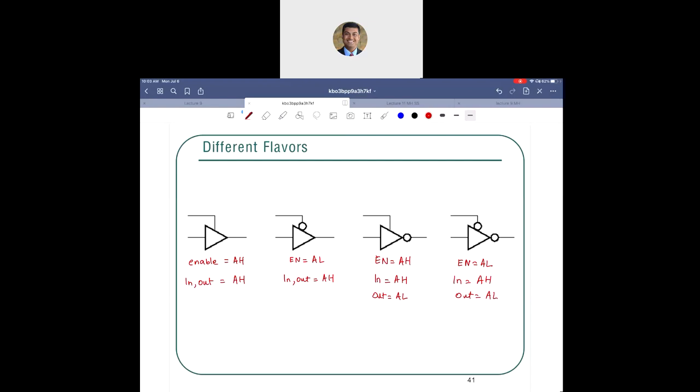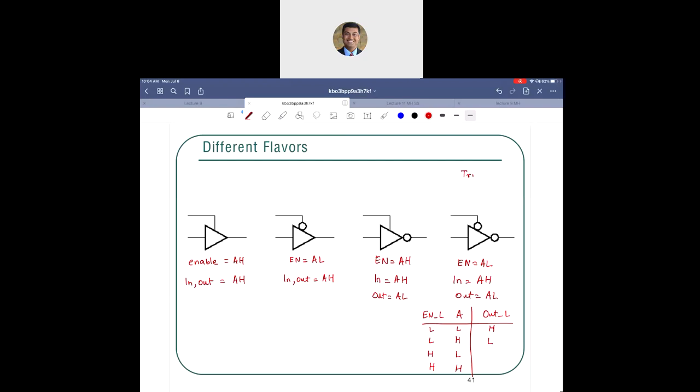Now, for the last one, let us quickly sketch out its truth table here. Let's say I have enable, because it's an active low enable, I'm going to put underscore L. Input is A, active high, output is active low, so out underscore L. I can have a few combinations here. I can have enable to be low, low, high, high. When it is low, this could be low, this could be high, this could be low, this could be high. So when it is low, and because it is enabled now, it's active low, low will become high here, high will become low here. Inversion.